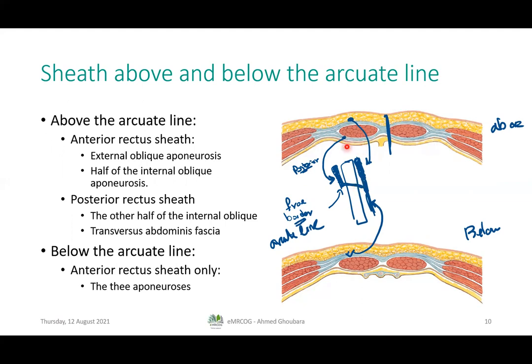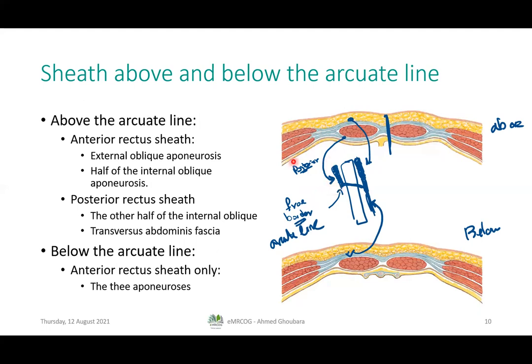So in the lower third, there is no posterior sheath. As a result of this passage from the posterior sheath to the anterior sheath, the arcuate line forms like this. So it's the free border of the posterior sheath. This is the arcuate line.